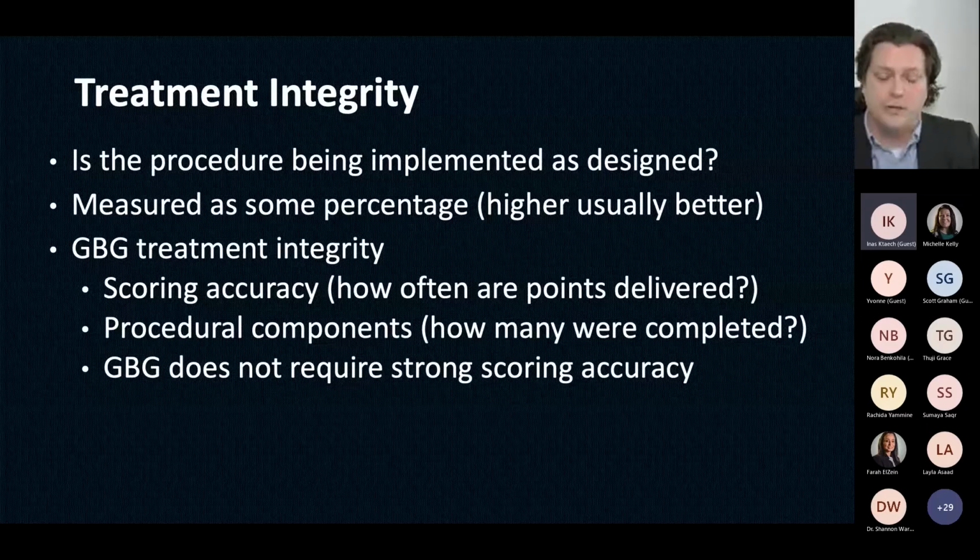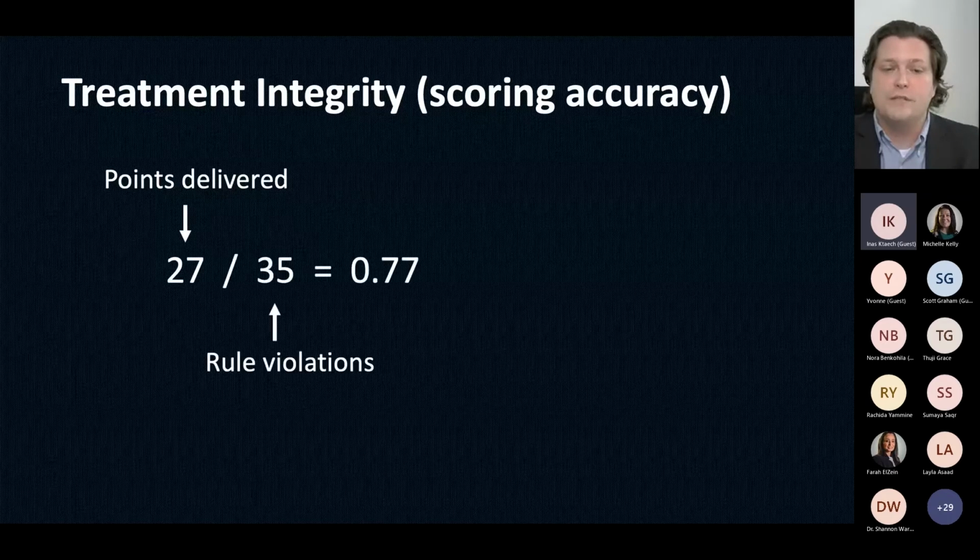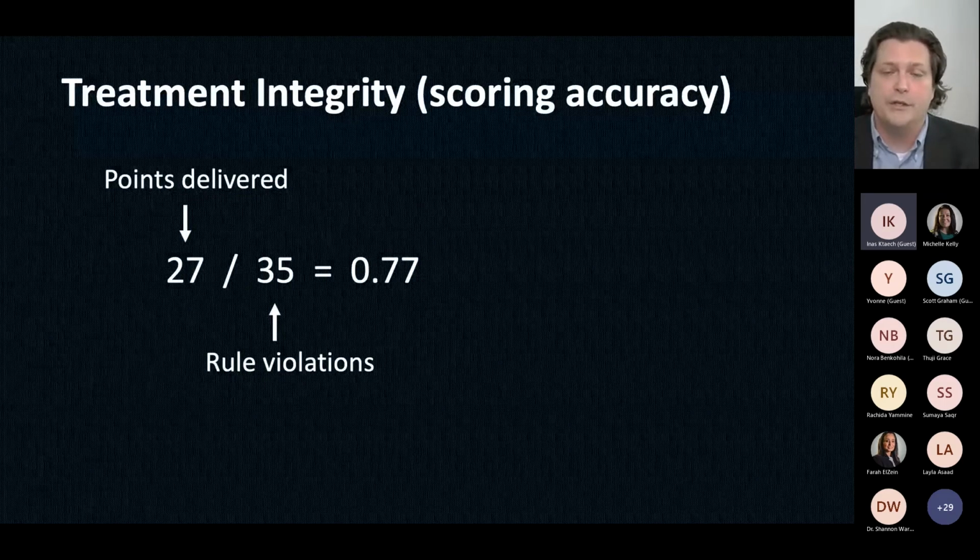I'll show you a little bit more information about that. I just want to give you a more detailed breakdown of the differences between these two measurements of treatment integrity. When you're calculating scoring accuracy specifically, at the end of the game, you see how many points were delivered by the teacher. In this example, they played the good behavior game and the teacher delivered 27 points. Then you look at the number of rule violations that occurred during the game. This is usually calculated by an outside observer counting the number of times that students engage in disruption, because the teacher may not catch every single rule violation, or they may not think it's necessary to deliver points for all of them.